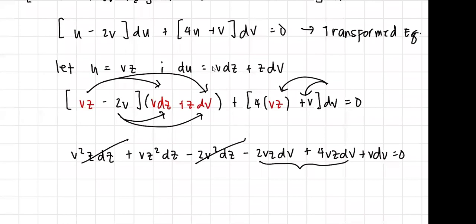So in short, pagsamahin na natin yung v tsaka yung z. Okay? So dito, sa baba, i-factor out ko na yung common term sa kanila. So we have v(2z + 1) dv plus v z squared dz is equals to 0. So as we can see, after applying homogeneous equation na transformation, nakakuha na tayo ng separable equation, no?